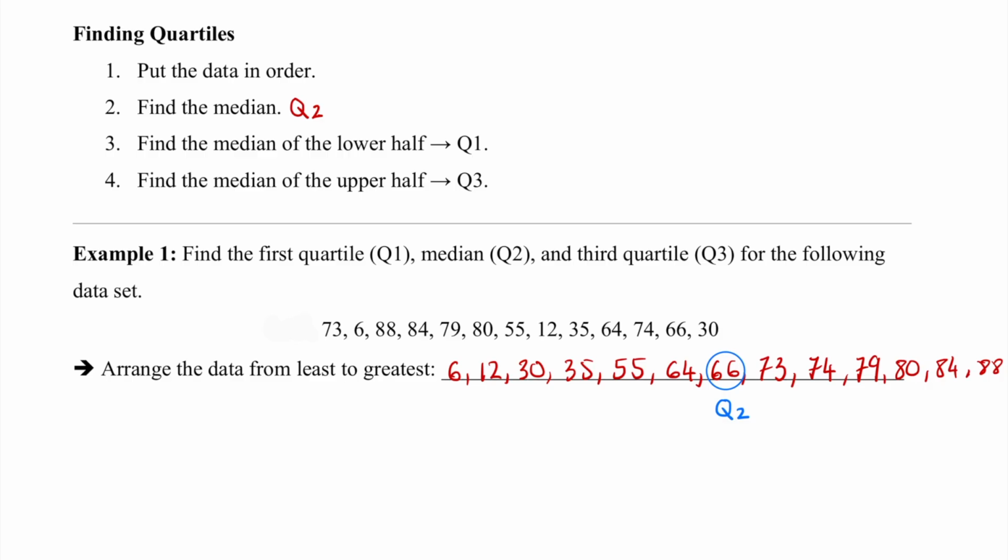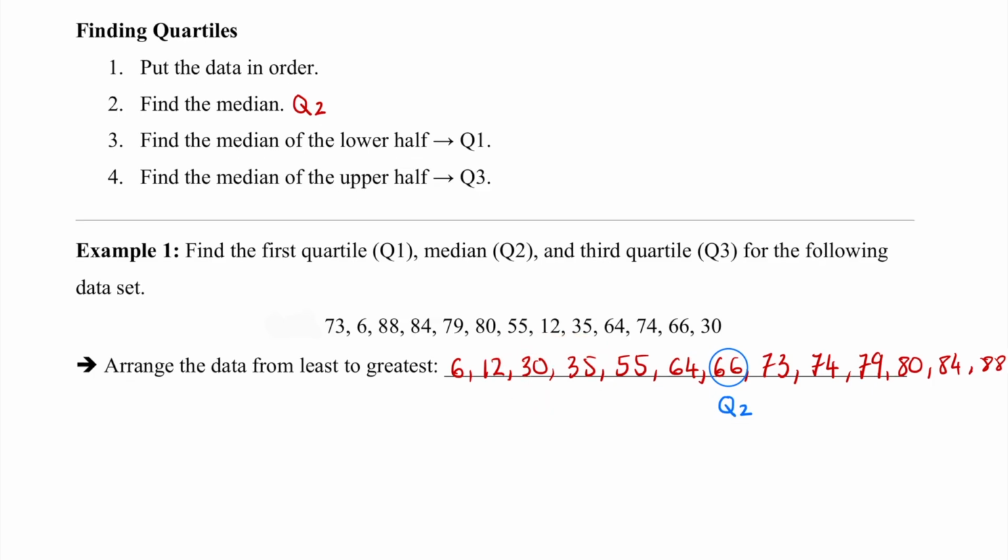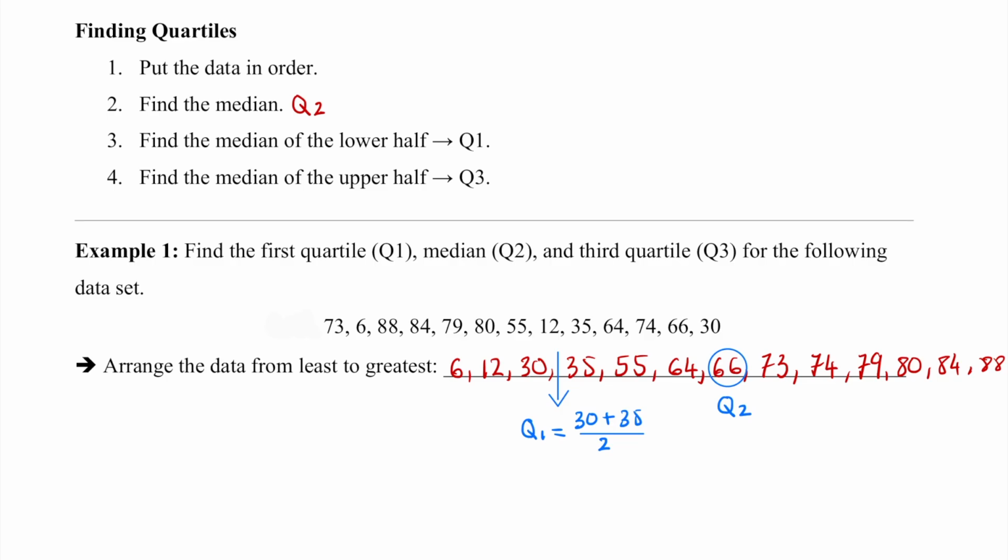Now let's find Q1. Q1 is the median of the lower half. There are 1, 2, 3, 4, 5, 6 values, so the median of the lower half is right here. Whenever we have an even number of values, the median is the average of the 2 middle values. So we need to find the average of 35 and 30. We take 30 plus 35 divided by 2. And that is 32.5.